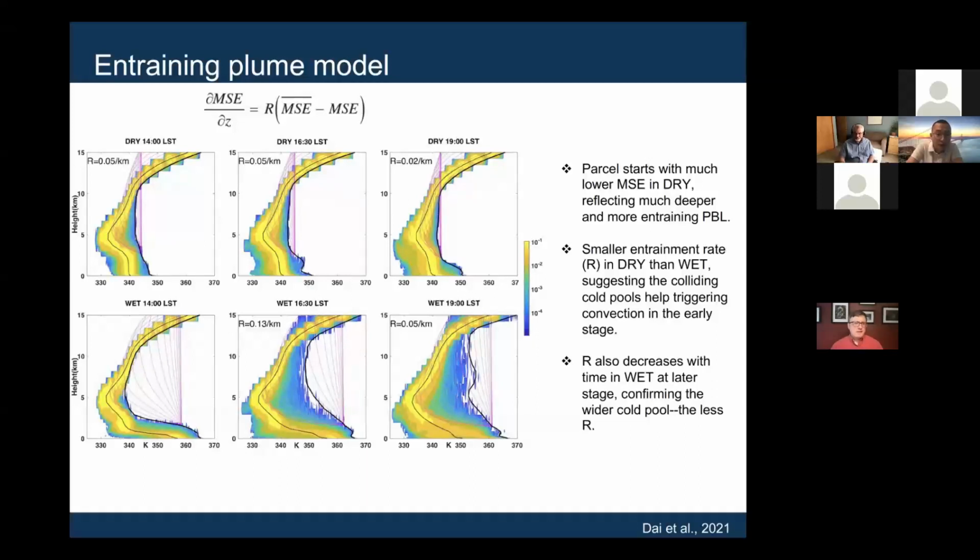So compared to the wet, the dry experiment has a much higher entrainment rate, suggesting that the cold pools help the triggering of convection in the early stage. Also, if we look at the bottom right panels, we can find that with time, the entrainment rate decreases in wet in the later stage, confirming that the wider cold pool means less entrainment.